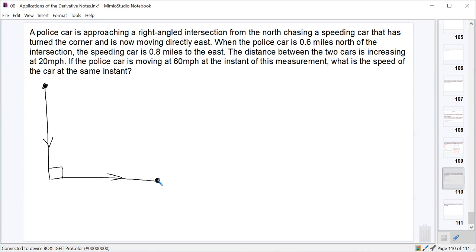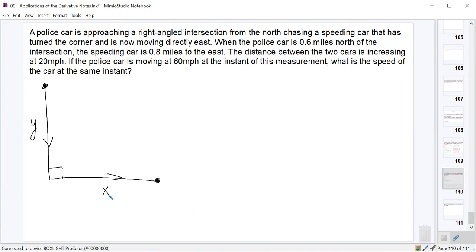It then tells us that there's a time when the police car is 0.6 of a mile north, and at that same time, the speeding car is 0.8 of a mile to the east. So what we do know, though, is both these cars are moving, and so neither of those quantities are constant. So we can't label this as 0.6 because that is changing. So we have to give it a variable. We'll call it y. And the same over here on this side, we can't label that as 0.8 of a mile. We'll label it as x because that quantity is changing as well.